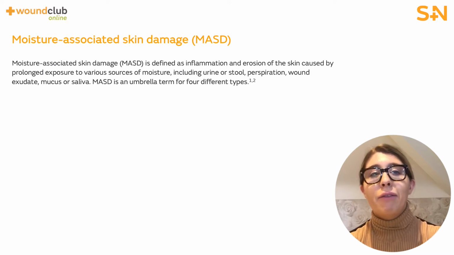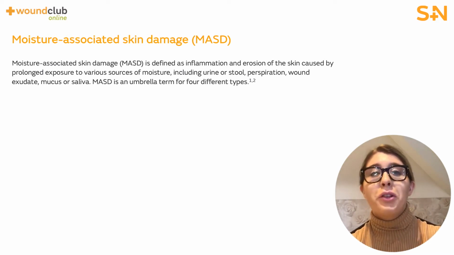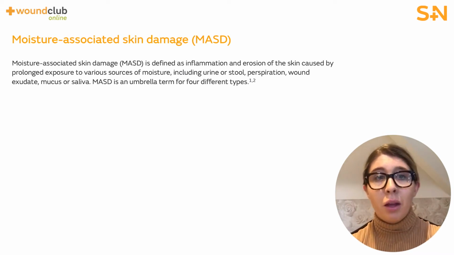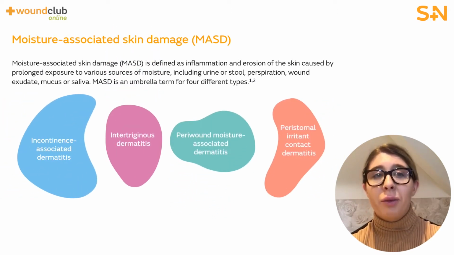MASD is defined as the inflammation and erosion of the skin, caused by prolonged exposure to various sources of moisture. That includes urine, stool, perspiration, wound exudate, mucus or saliva. It is generally accepted that MASD consists of four distinct conditions, each having a slightly different etiology, namely incontinence-associated dermatitis, intertrigo, peri-wound moisture-associated dermatitis, and peristomal irritant contact dermatitis.